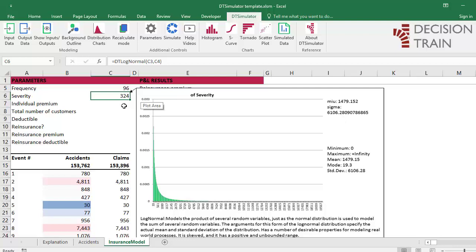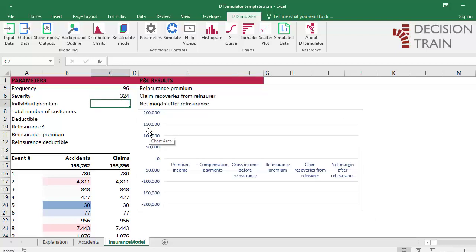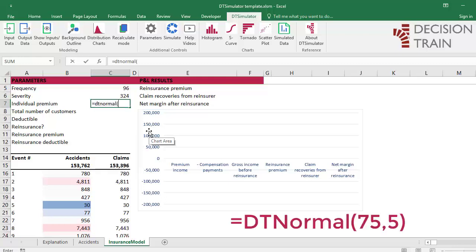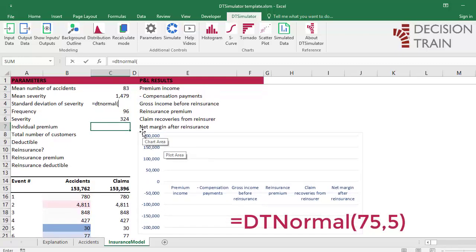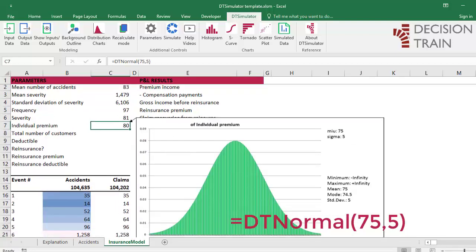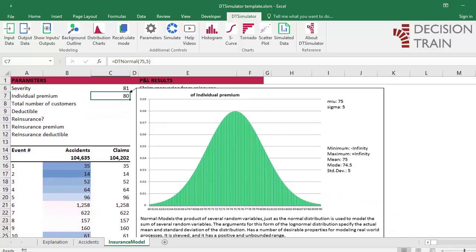9. As stated before in the case, the average monthly premium charged per client is $75, with a standard deviation of $5. On cell C7, we write the following function, equals DT normal, open parenthesis, 75, comma, 5, close parenthesis. This will create such a normal distribution for this variable. This will show you as a comment the following chart on this distribution function.